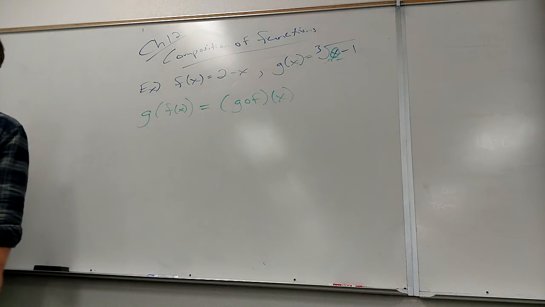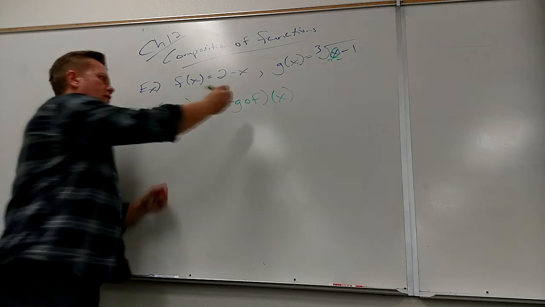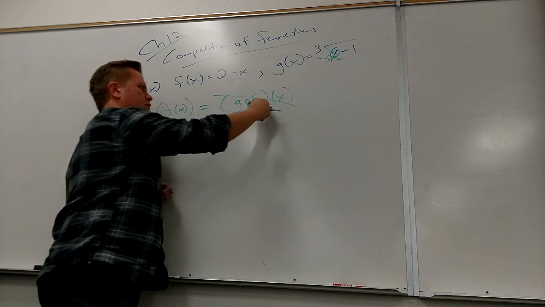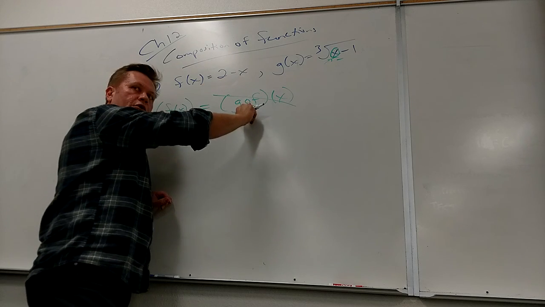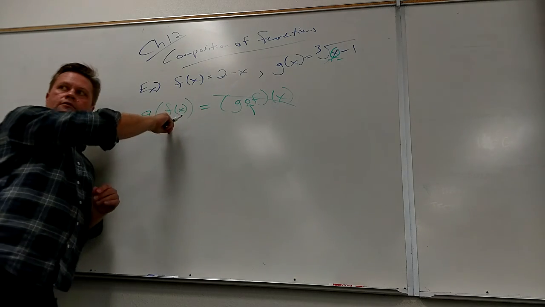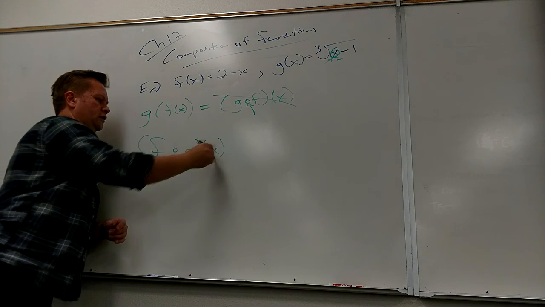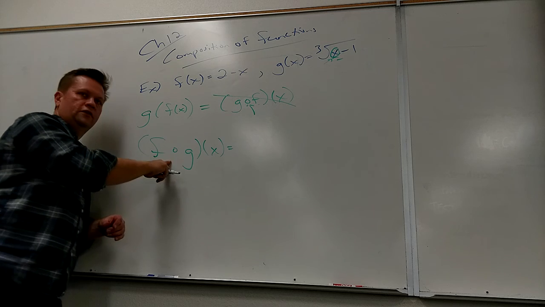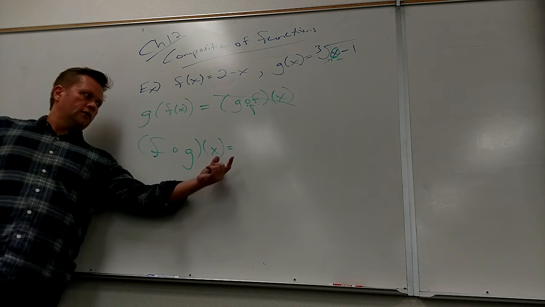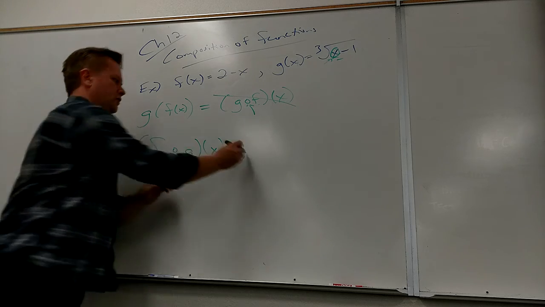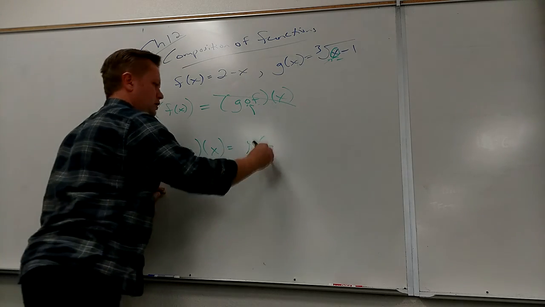Good old goof function. This is the g of f of x. I hate this. If you see the little circle, you can just immediately rewrite it like this. So what would this mean? The fog function. I love it. This describes how students feel in a fog. What's a better way to write this? f of g of x.